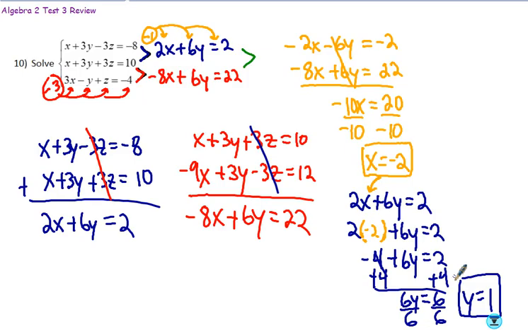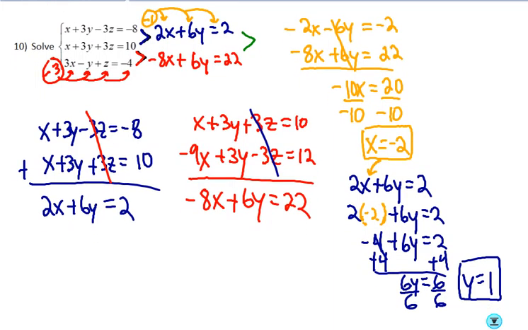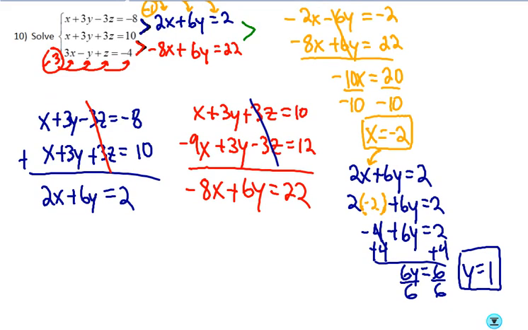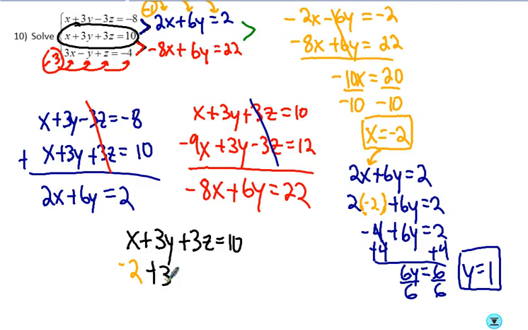Now the only thing we need to do is go back to one of the original equations to figure out what the z is equal to. So let me scroll down here just a little bit. It doesn't really matter what we pick. I'm going to pick the middle one, this one right here. Again, it doesn't matter which one. x plus 3y plus 3z equals 10. So my x is equal to negative 2 plus 3 times y, which is 1.